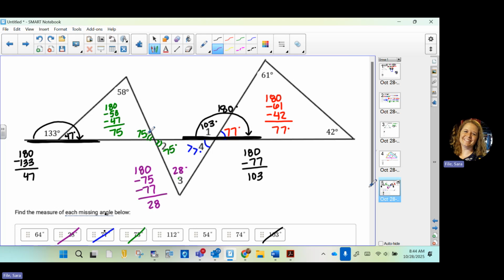And I had to remember vertical angles. Angles across from each other at an intersection are congruent. You feel okay about that one?